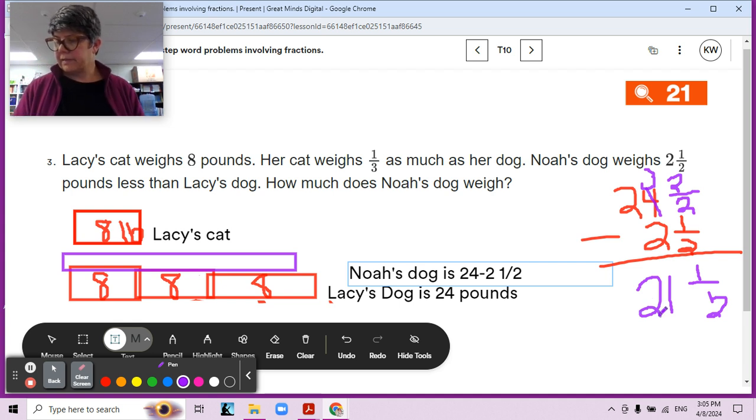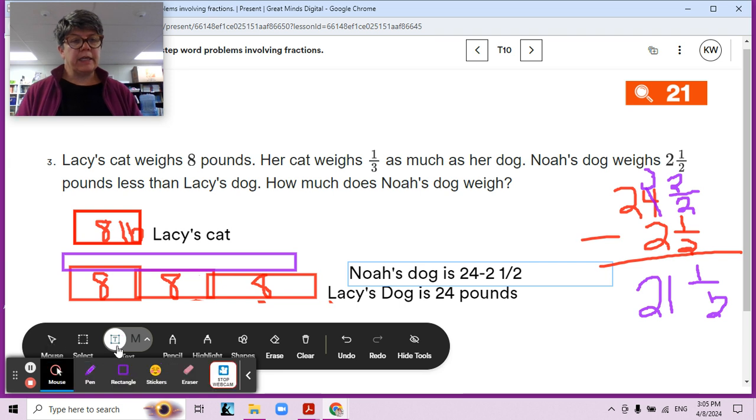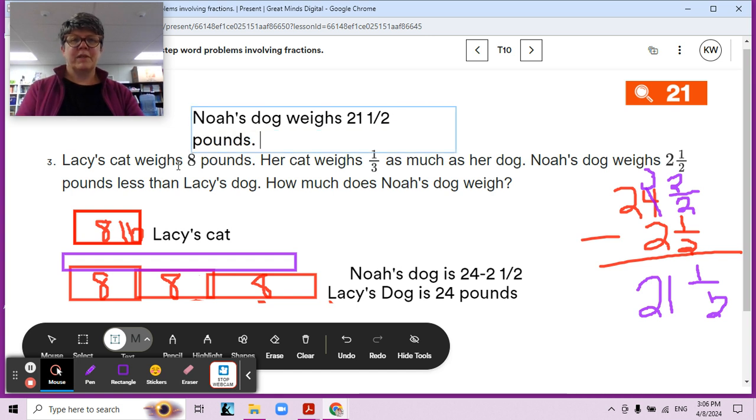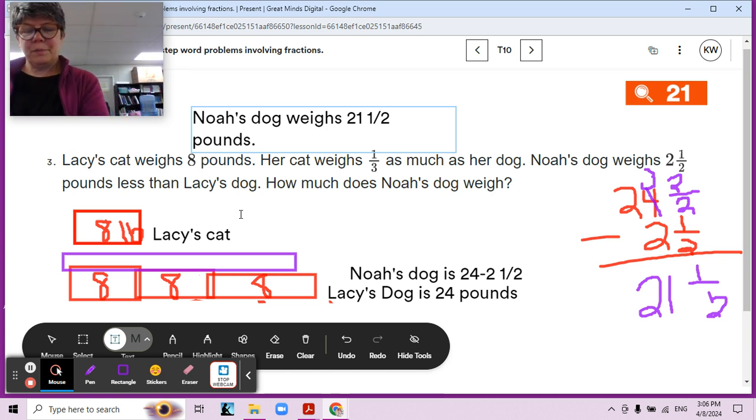Does that make sense? Yeah, because it's a little less than Lacey's dog, which is 24 pounds. Okay, I think that's good. And you can write a sentence answering the question. Noah's dog weighs 21.5 pounds. All right, not as bad as I was thinking it was. Hopefully you thought it would be not too bad either.